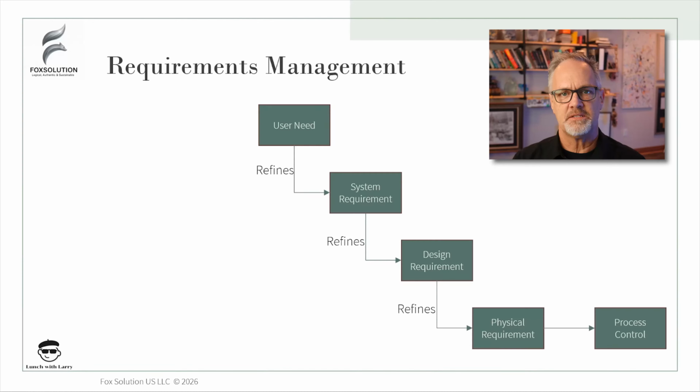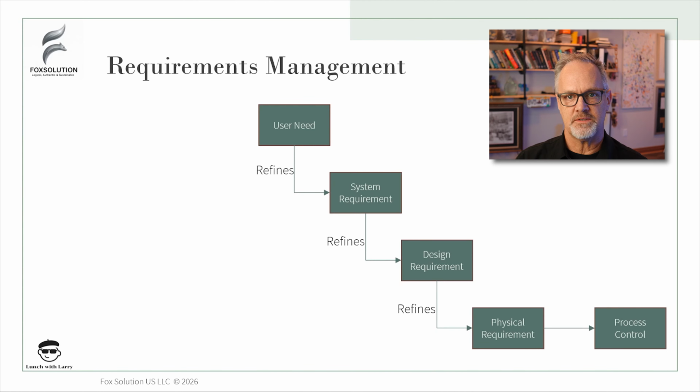Okay, so let's talk about requirements management, a decomposition of requirements. This is a really typical model where we start with the user need. They're refined by system requirements, which are refined by design requirements, which are then refined by physical requirements. System and design are typically that area where the device function or the design function lives. Physical requirement is something that the design needs to include physically.